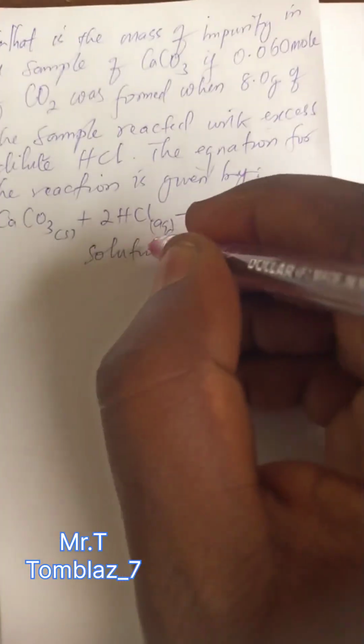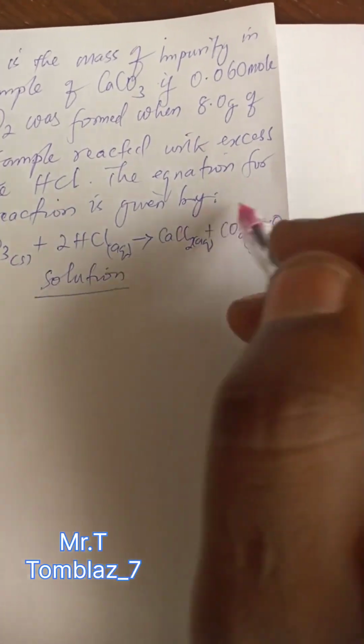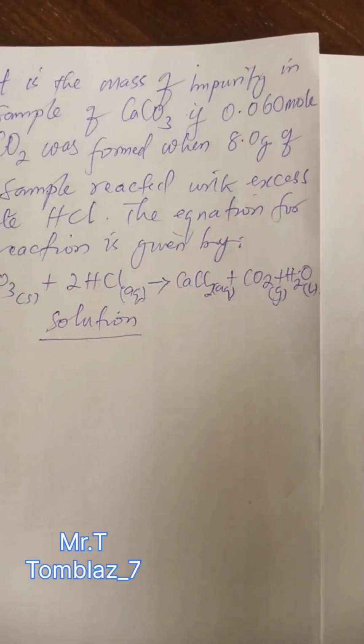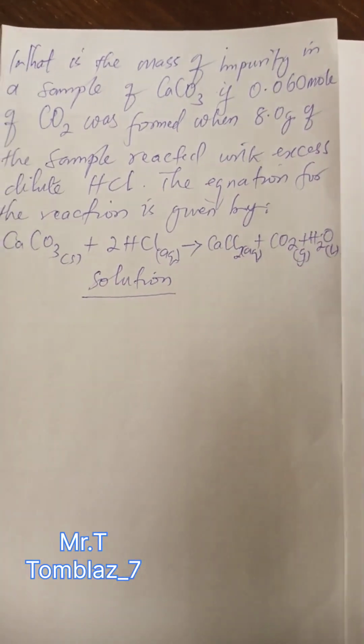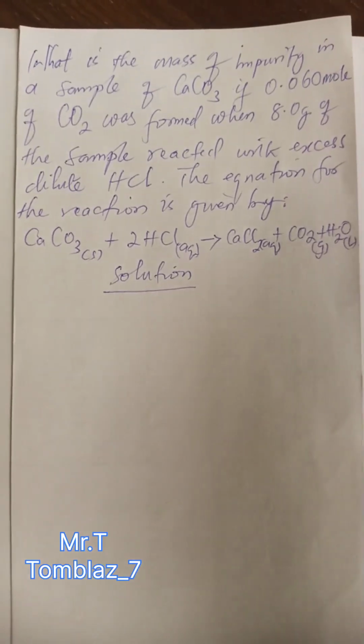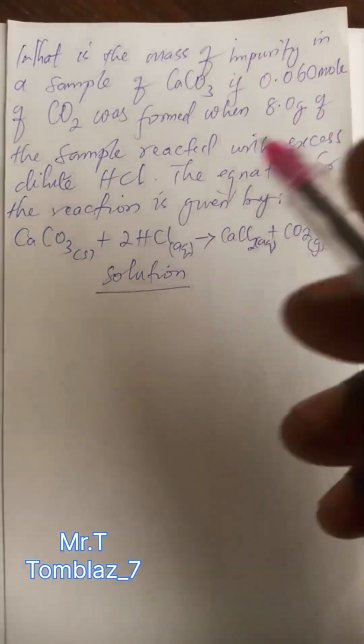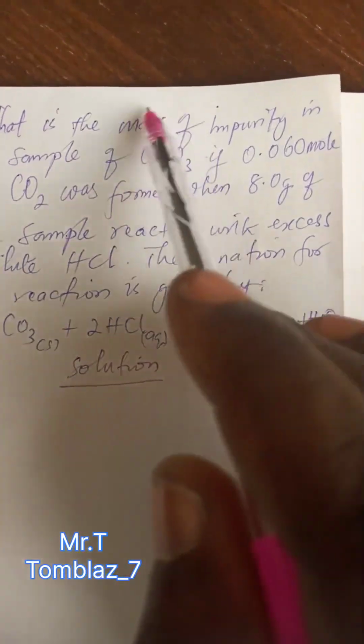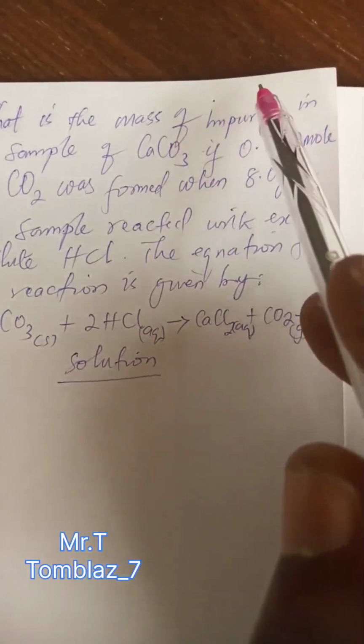So in a neutralization reaction, a base reacts with an acid to form salt, water, and giving out gas, which is carbon IV oxide here. Alright, so let's walk through the question again. Now the question says, what is the mass? So we're going to be looking for the mass of impurity, right?